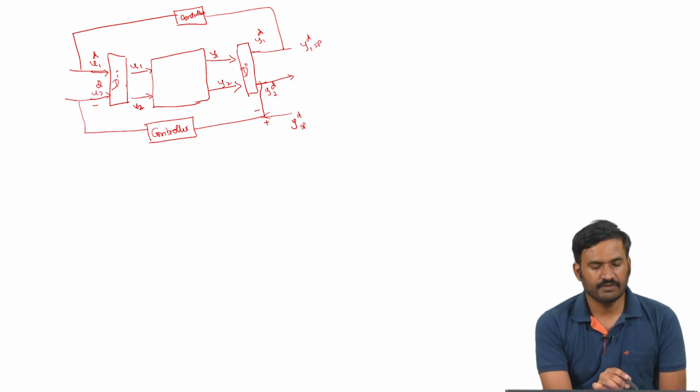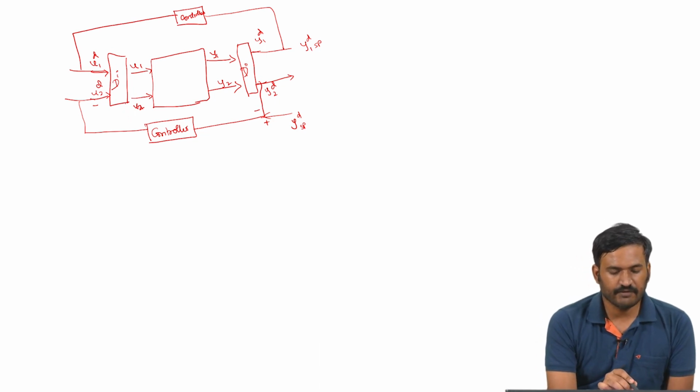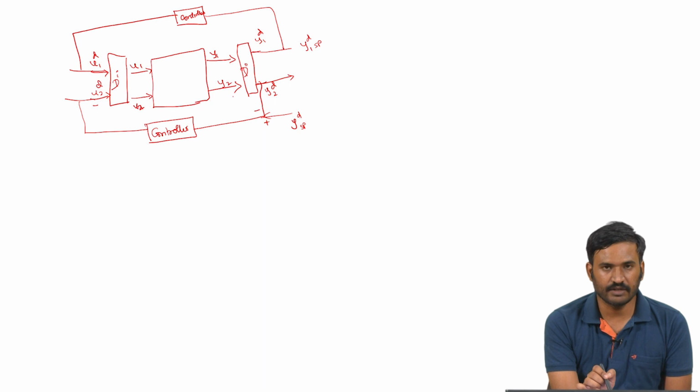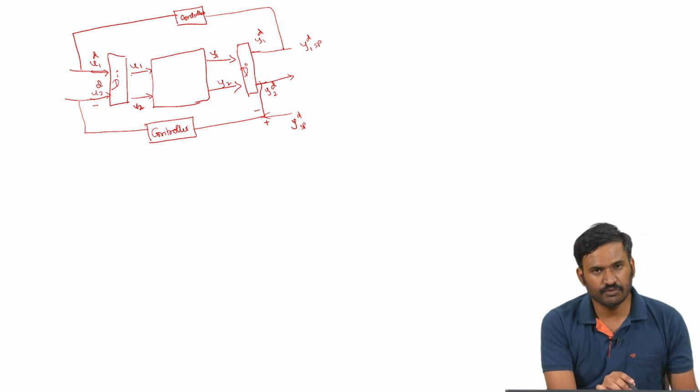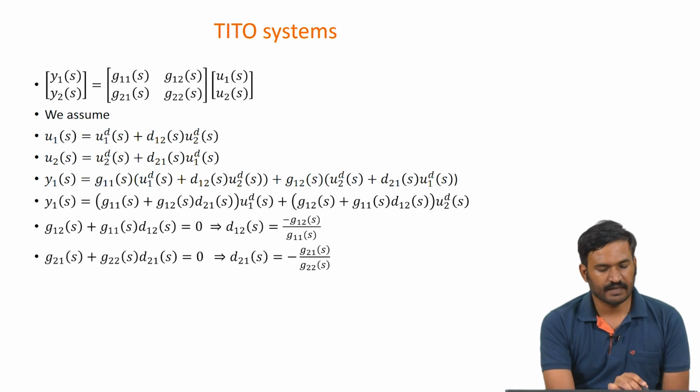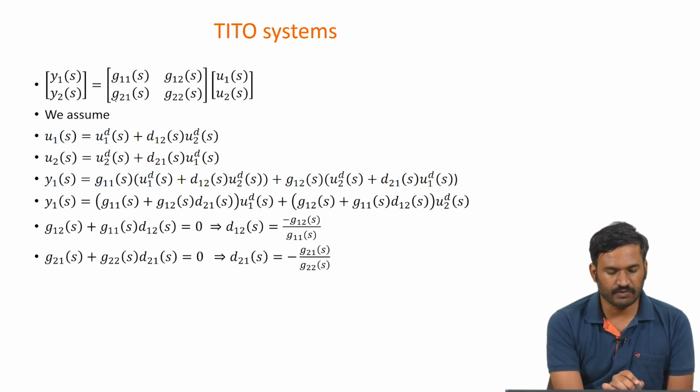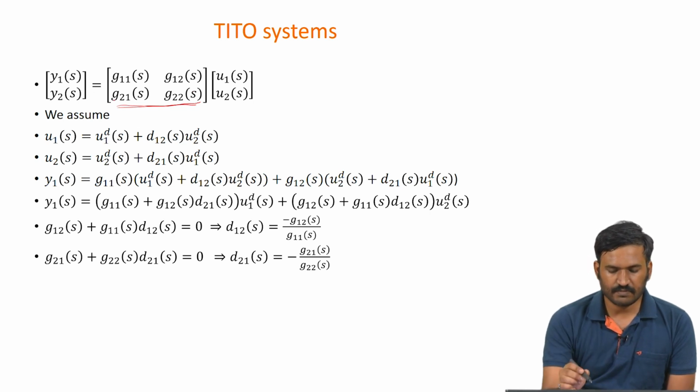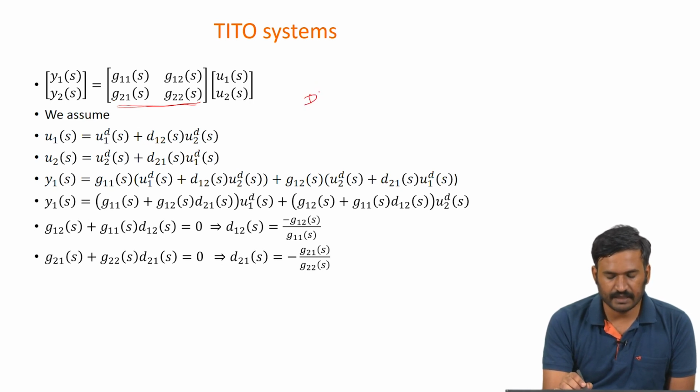But we will have to choose Di such that the effect of u2, for example, on y1 is 0, and the effect of u1 on y2 is 0. So, let us take a two input two output system where we have g11, g12, g21, g22 as the transfer functions multiplying u1 and u2 for y1 and y2. So, we choose the linear transformation matrix such that it is 1, d12, d21 and 1.